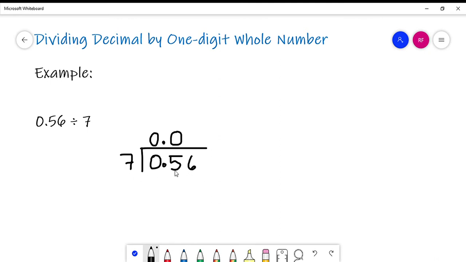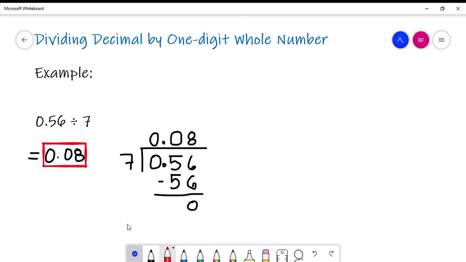This becomes 56. Okay, so 56 divided by 7, that would be 8. Then multiply 8 times 7, that would be 56. So subtract, we have 0. Okay? So the answer here is 0.08 or 8 hundredths. So this is our quotient.